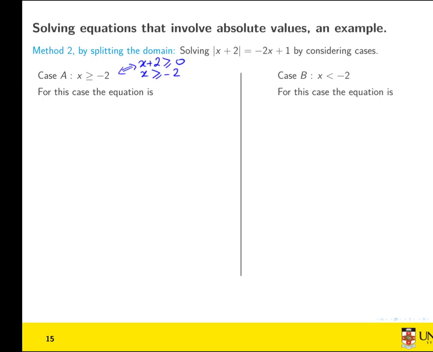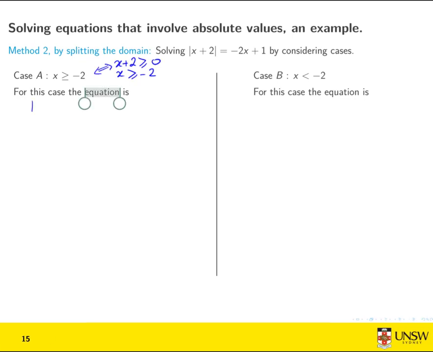So in that case, our equation, which is the absolute value of x plus 2 is equal to negative 2x plus 1, since now we have the absolute value of a non-negative number, its absolute value is the number itself, and we get x plus 2 equal to negative 2x plus 1. Oh, that's the one we've just solved. So we've just solved this one, and we get this result. Let's go for the other one.